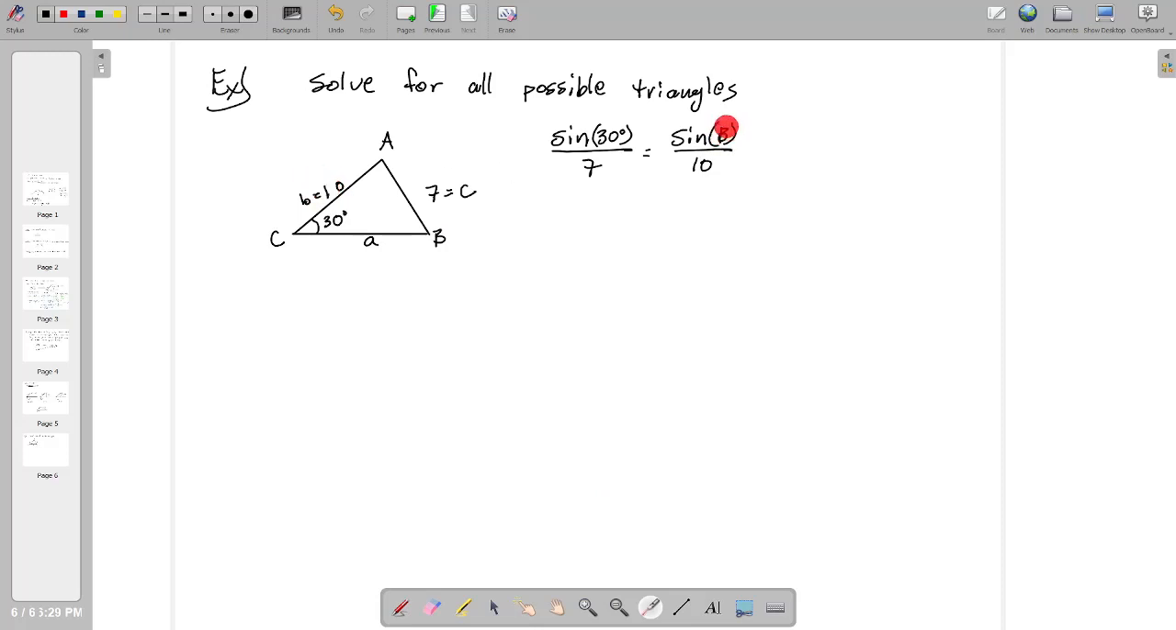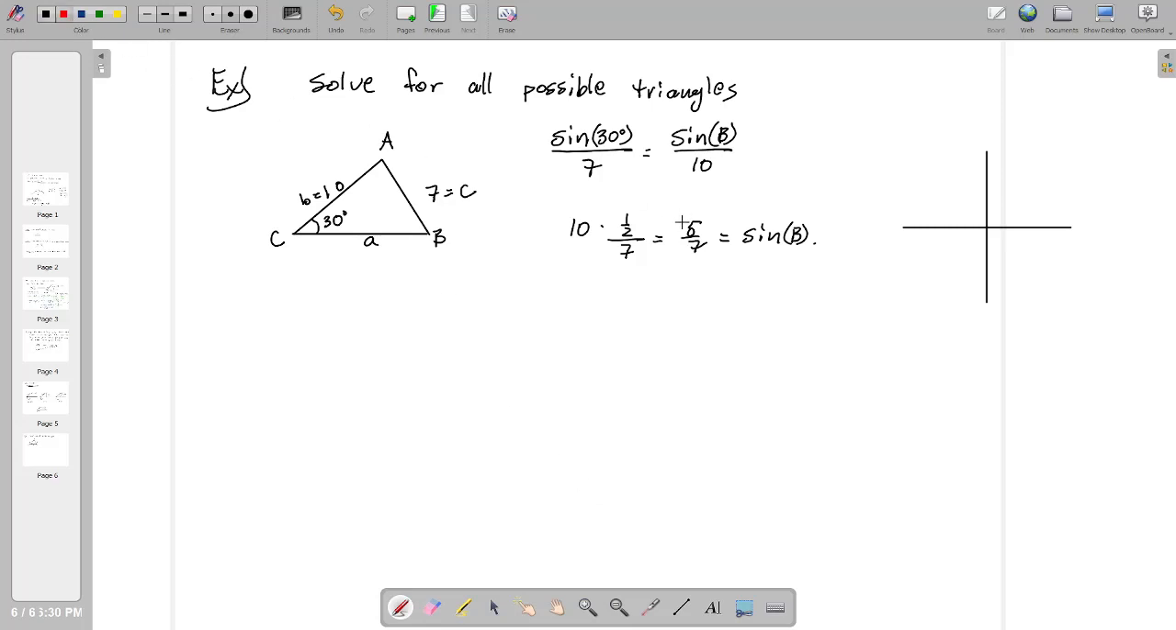Now, we're trying to figure out what angle B is. So multiply 10 over. Sine of 30 is 1/2. So we have 10 times 1/2 divided by 7. So this is exactly 5 divided by 7, which is equal to sine of B. We need to figure out for what angle does sine give us 5/7. And if you remember from previous sections, we talked about all possible angles for which sine will give us 5/7.